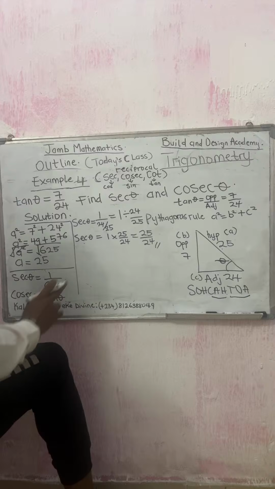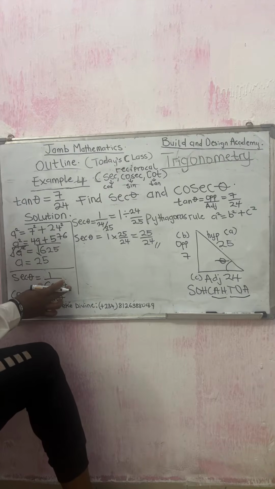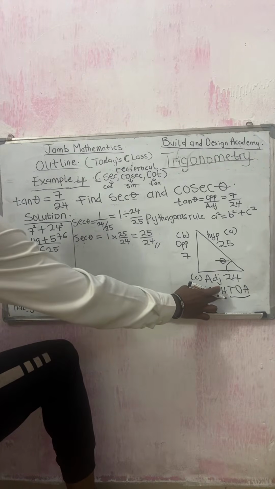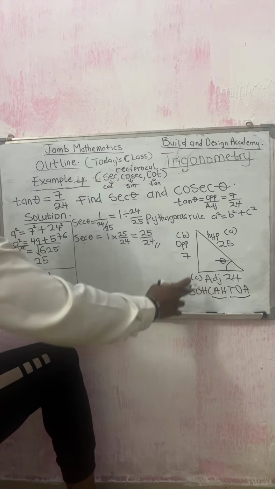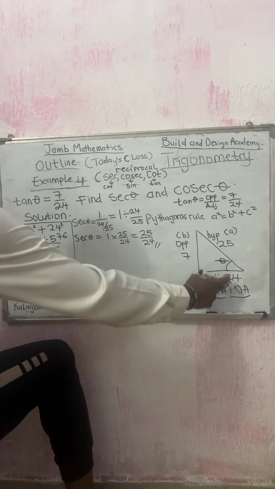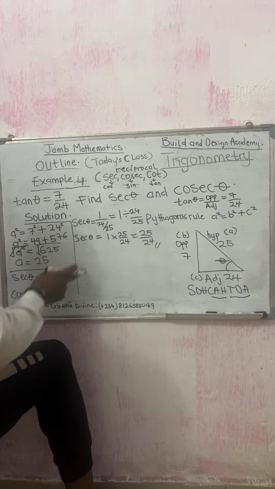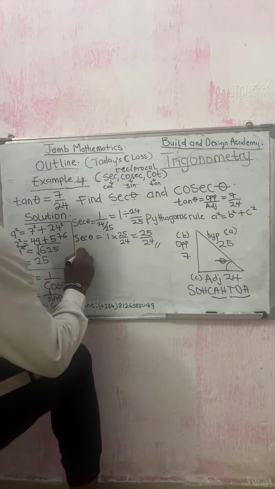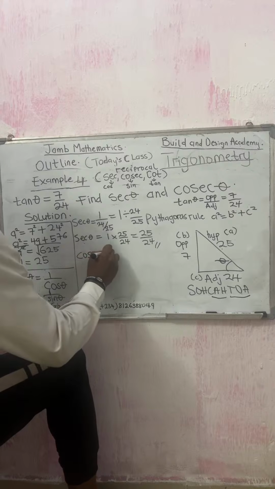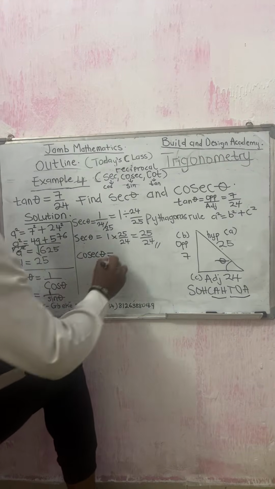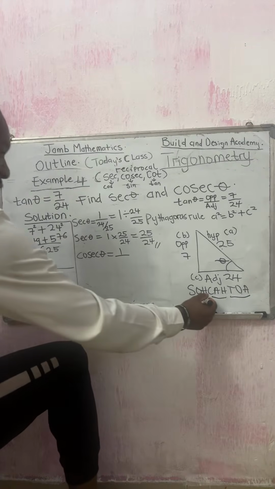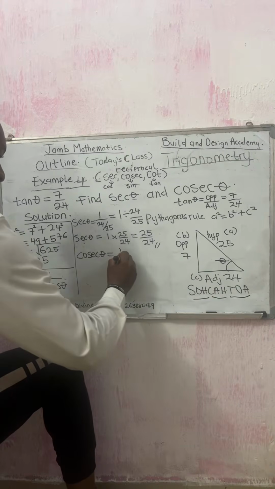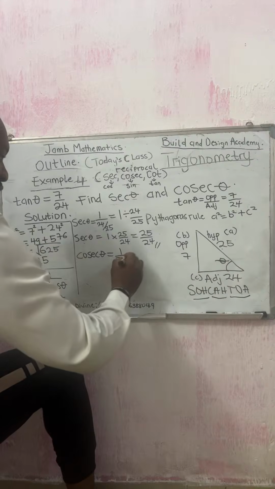I hope you are following. We know that sec theta is simply 1 over cos theta, and cos theta is adjacent over hypotenuse. Our adjacent was given as 24, our hypotenuse as 25. So we simply substituted cos theta as 24 over 25, then simplified to get sec theta. Similarly, for cosec theta, which is 1 over sin theta, sin theta from SOHCAHTOA is opposite over hypotenuse. Our opposite is 7 all over our hypotenuse, which is 25.